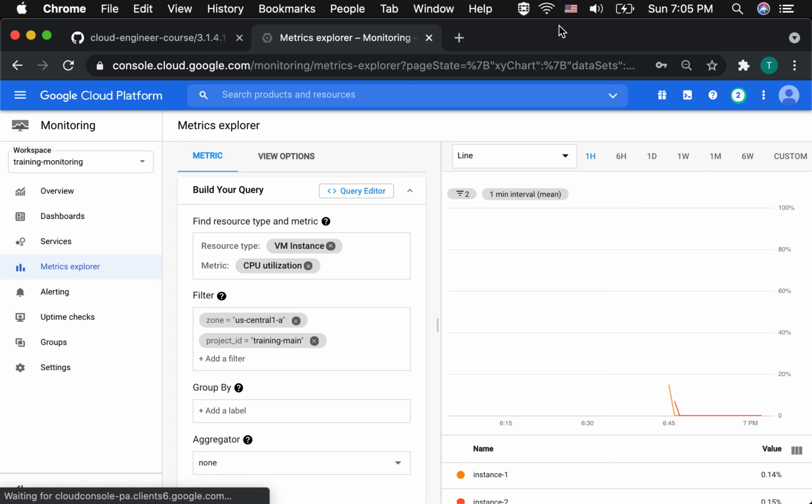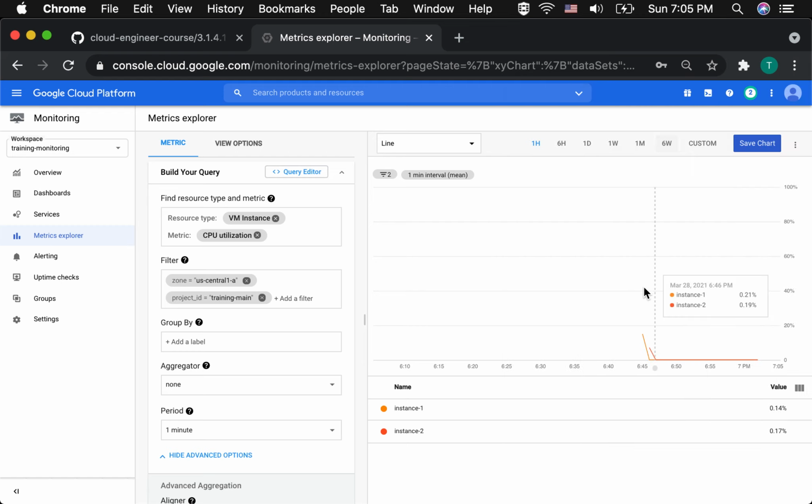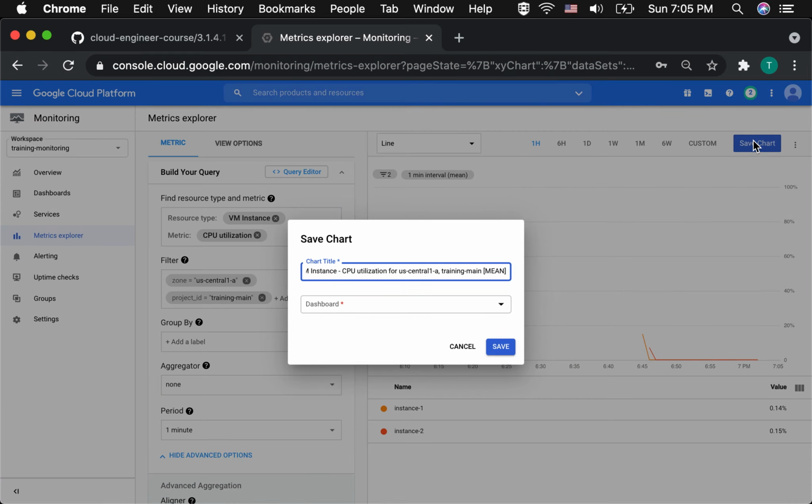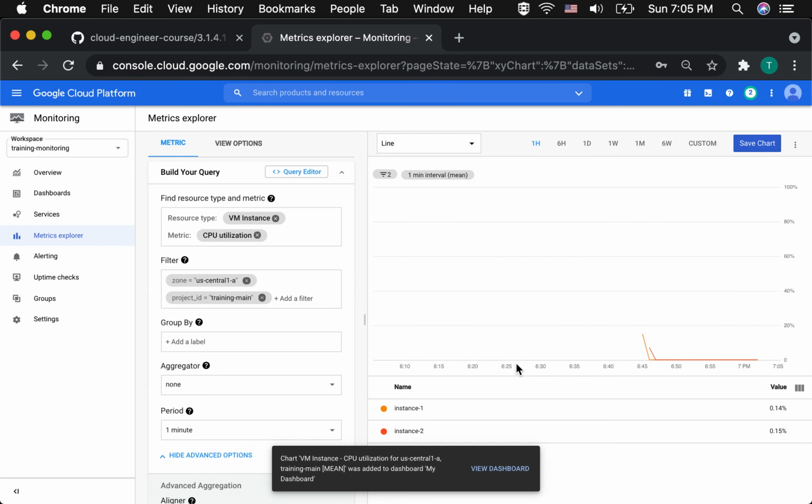One other thing we can do here is, I'm going to have to zoom out some more to get it all on the screen. Just as an illustration, you can actually save this chart, right? I'll leave the title the same, and I can create what's called a new dashboard, and I'll call this my dashboard. So you can save this for later, so you don't have to keep on recreating this thing. And let's look to see where this shows up.